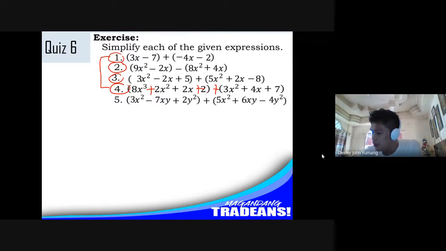Okay, sino na po ang natapos sa number 1? Type me. We'll check agad. Sino na po ang natapos sa number 1? Type me on the chat box. Okay, 3, 4. Number 1 lang po. Number 1 lang muna. Okay, extension, 1 minute. Number 1 lang muna.